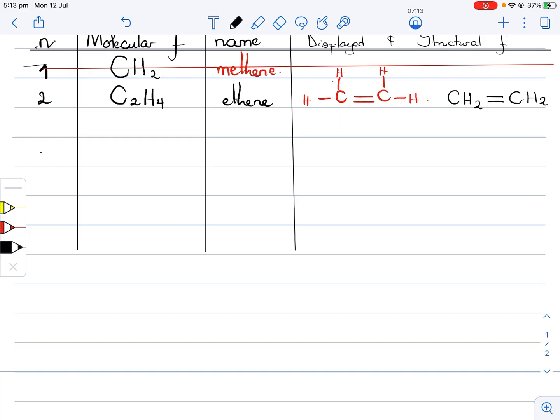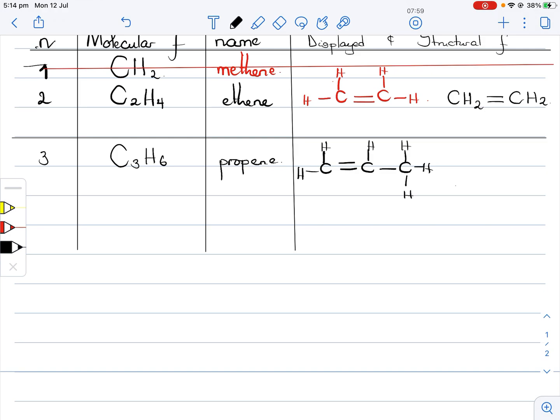When n is equal to 3, my formula is now going to become C3H6. I expect the prefix to be prop, so this is going to be called propene. How to come up with the displayed formula? Draw the 3 carbon atoms one after the other and place the double bond between any 2 carbon atoms in your chain. Put bonds around the carbon, ensuring that you don't exceed 4 or have less than 4 bonds around each carbon. Then, soon after, you distribute the hydrogens.